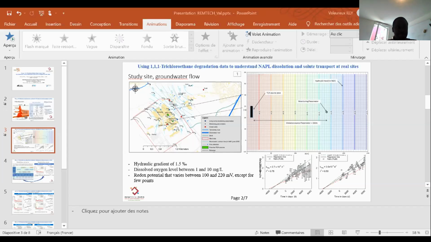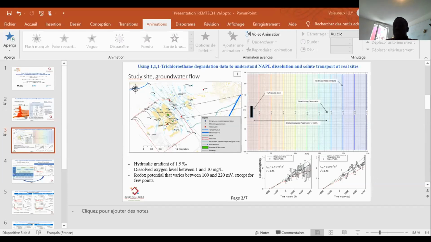When you do that, you can see that now you can model the low concentrations, but it depends whether or not you put DNAPL in the source or not. If you put DNAPL, you can also have a fit of the ratio of DCA over TCA, which is quite good, let's say.